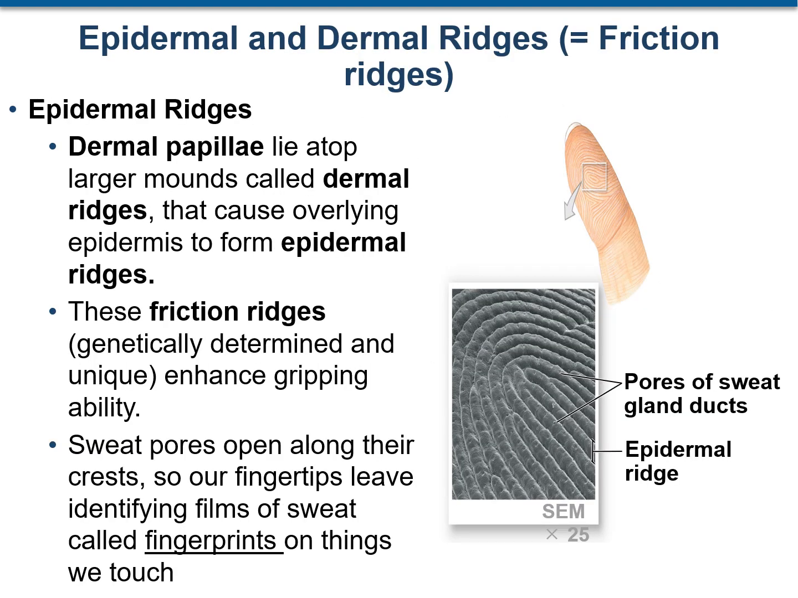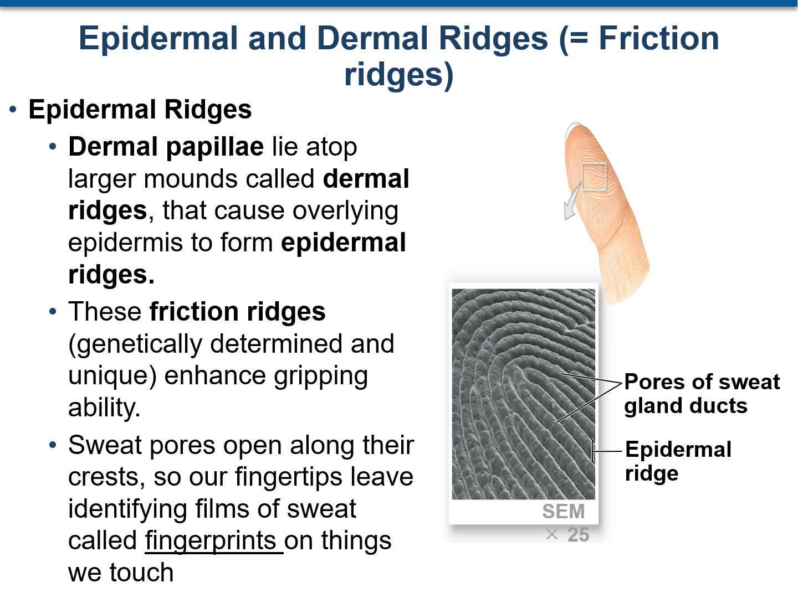Friction ridges. Friction ridges are produced by the combination of epidermal and dermal ridges. In the dermis, there are ridges known as the dermal ridges. These produce dermal papillae. And then the dermal papillae in turn cause the above epidermis to form epidermal ridges. So together, the epidermal ridges and the dermal ridges form the friction ridges, which are actually genetically determined and are unique to the individual. Their main function is to enhance the grip.